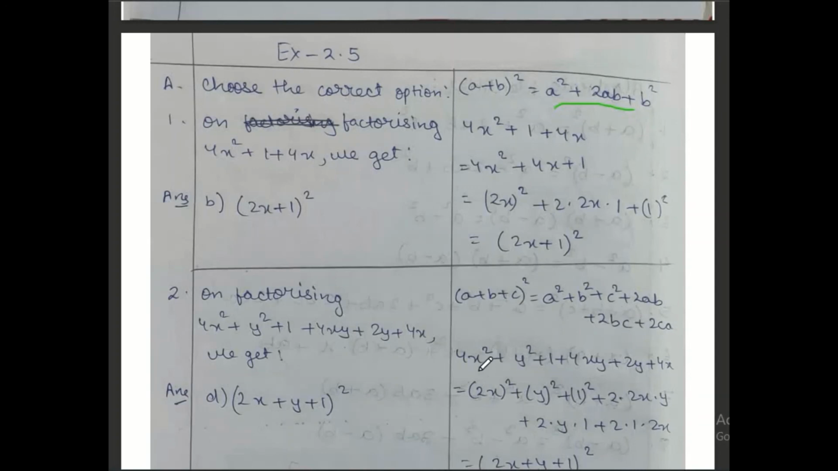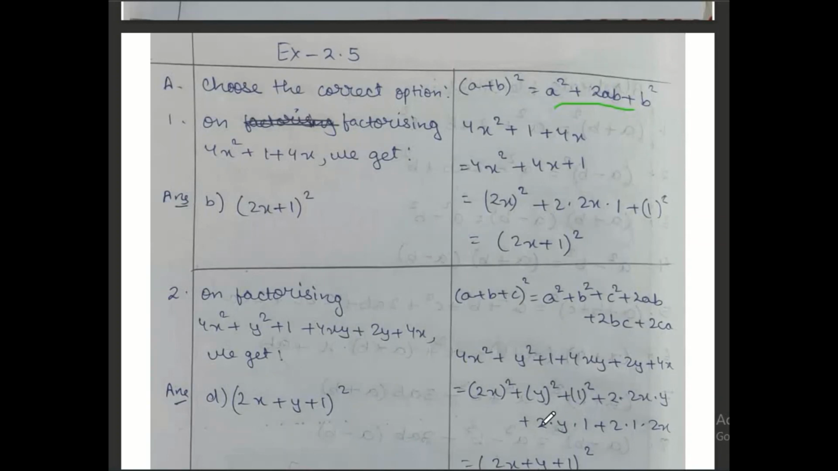Now, the first one, let us make it a square. 4 we can make it 2 square. So both together 2x whole square. Then y we can make it y square. Plus 1 we can make it 1 square. Plus 2 into, this is your a, b, c, inside the bracket whatever you are getting. So 2ab: 2 into 2x into y. Definitely this will match with this.